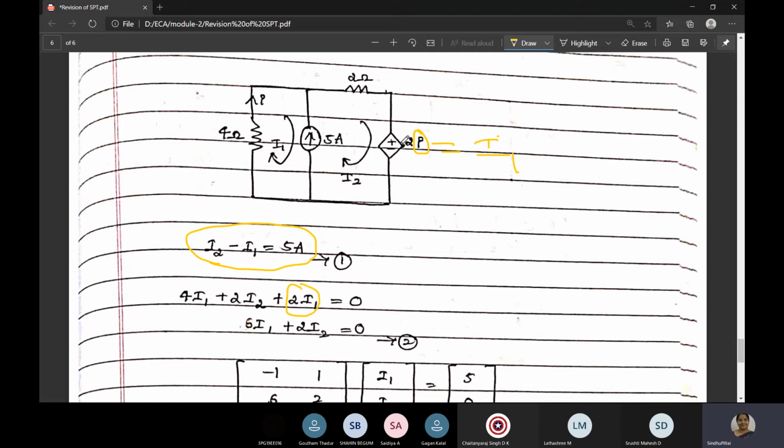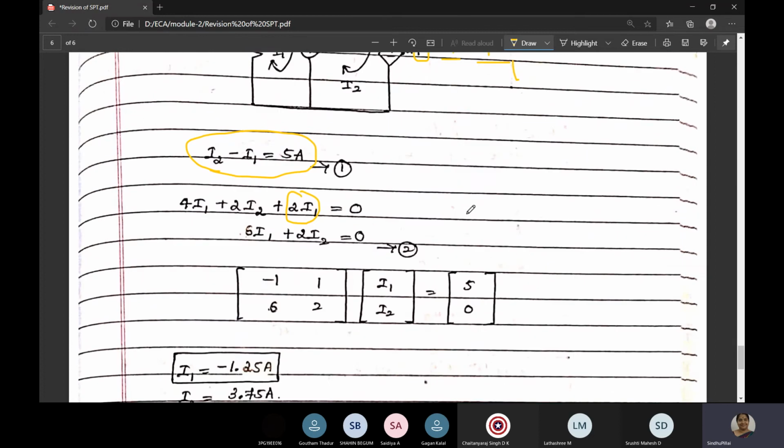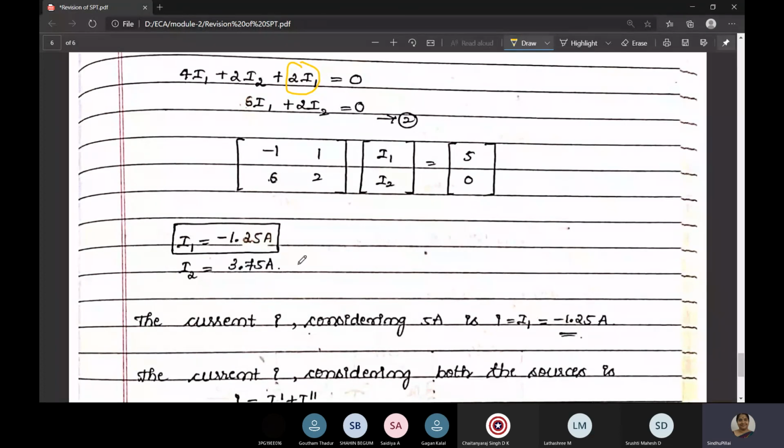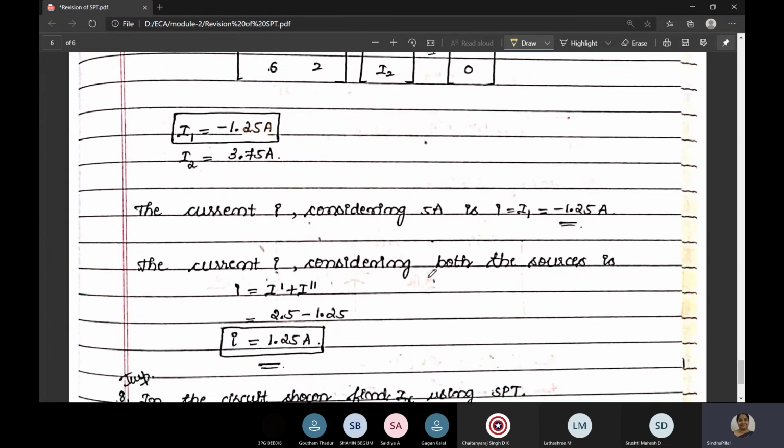Always remember, this is a current dependent voltage source. It is depending on the current, so you have to just write the loop current. You should not multiply the loop current with the resistance, it becomes voltage and will be wrong. Whenever they ask for voltage, you have to multiply with resistance. But when they say it is current dependent, you have to just write the loop current. So two unknowns, two equations, you will get the answer. The current I considering 5 amps is minus 1.25. Considering both the sources, it will be 1.25 amps.